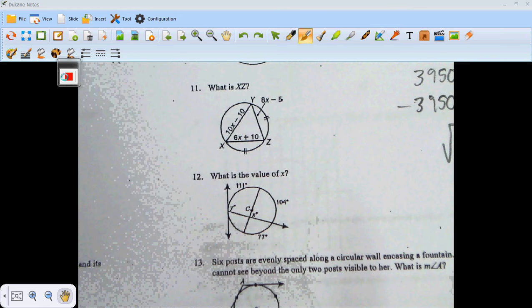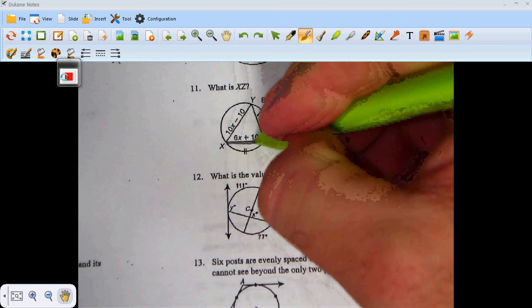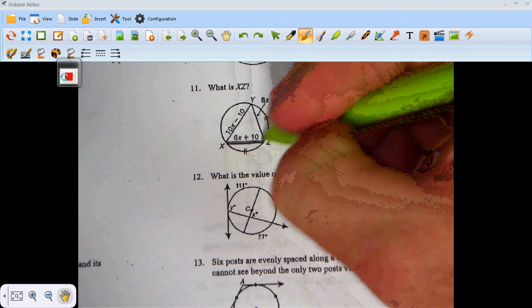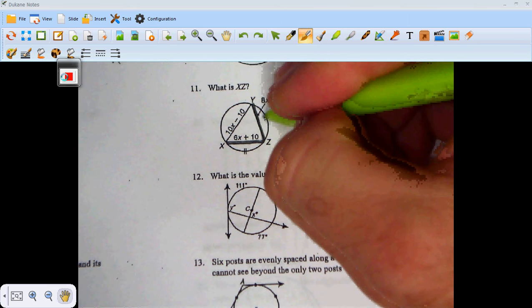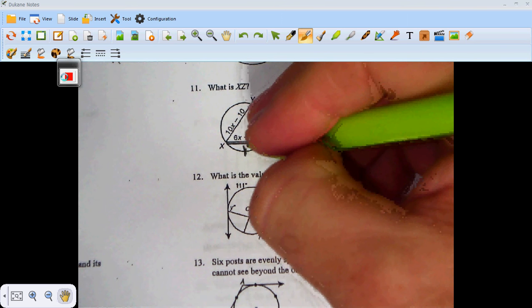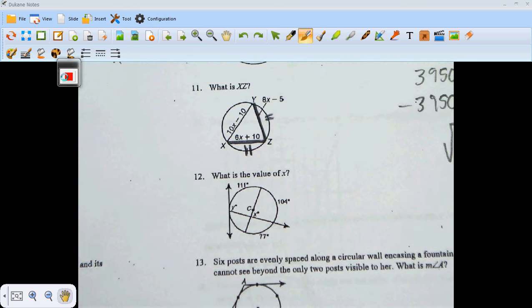All right, number 11. They want to know what XZ is. So I have this side and this side. Now, they tell me that these two arcs are the same. Whenever I have two arcs that are the same within a circle, that means that the lines that created them are the same. Just like when we made our equilateral triangle and we made that real nice one that cut the circle in 3 equal parts, looked fantastic. All of those arcs were the same because all the lines were the same.